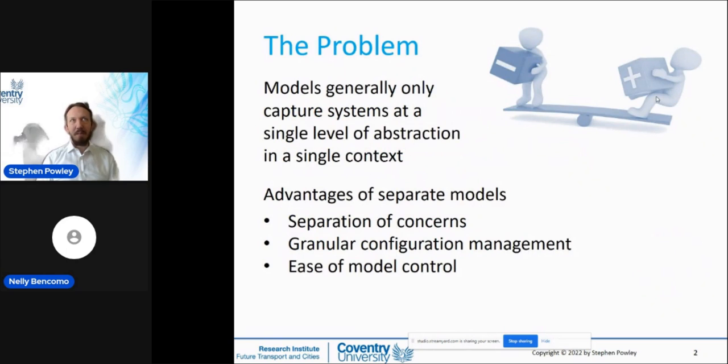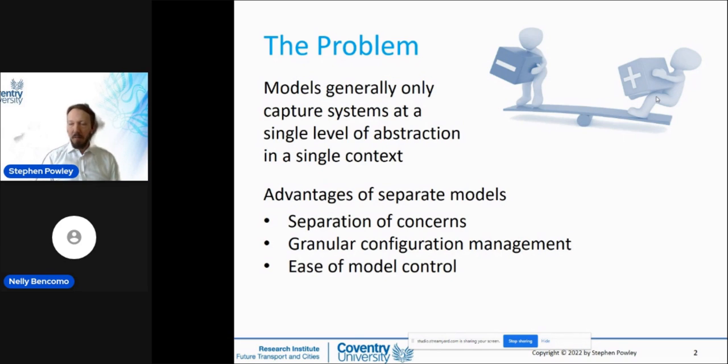So the problem is that models generally only capture systems at a single level of abstraction, and they do that in a single context. So that context might be, for example, the business that you're working in or the research project that you're working on. And typically in an engineering business, my examples are going to be from automotive, we'll have lots of different models serving lots of different purposes.